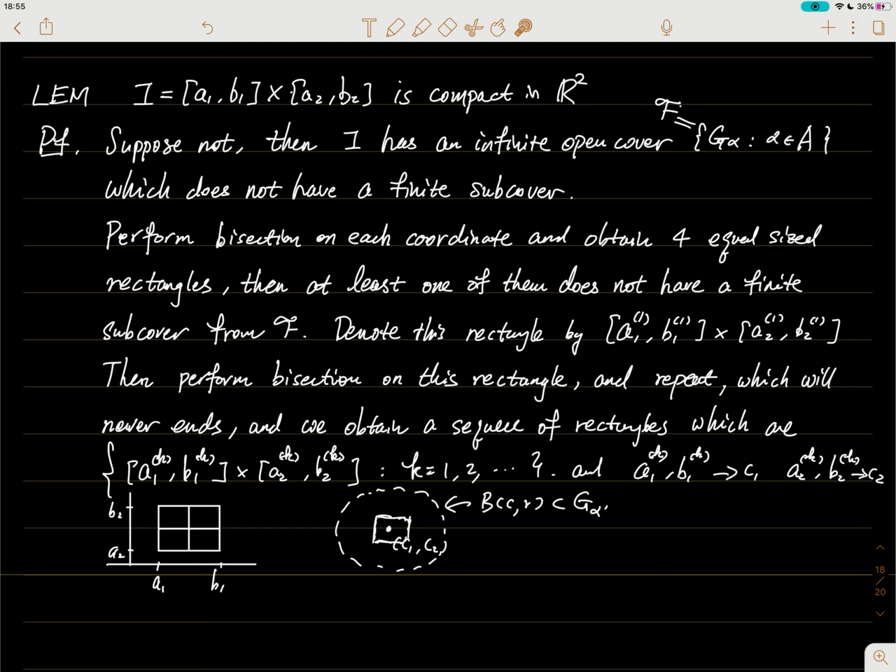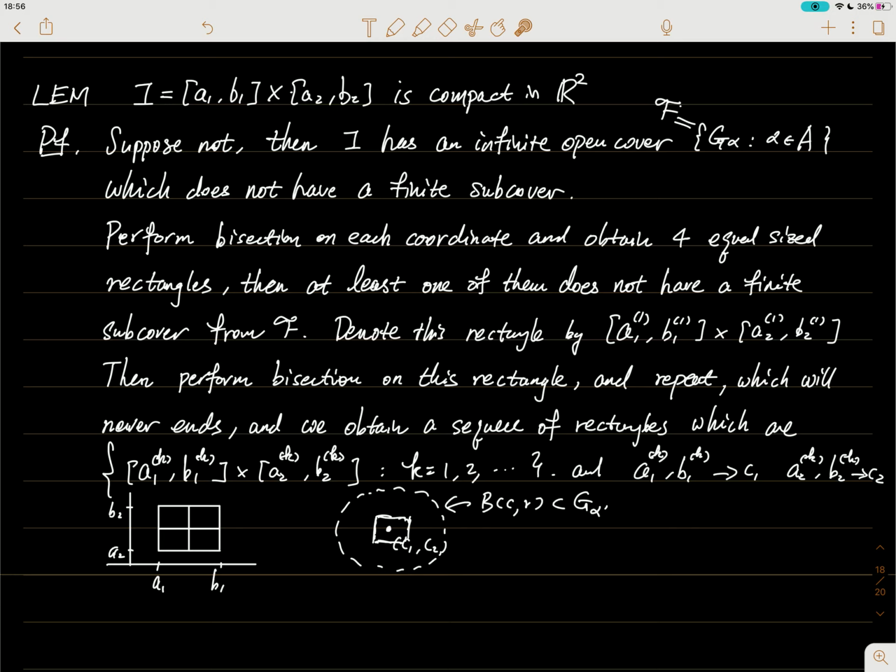Okay, and I will be able to repeat this because, as I said, for each step, for each iteration, at least one of the 4 does not have a finite subcover. So by repeating this, I will get a sequence of rectangles, and they are nested in one another, and their sides are getting closer to 0, right? It's approaching 0 because every time the size is just 1/4 of the previous rectangle.